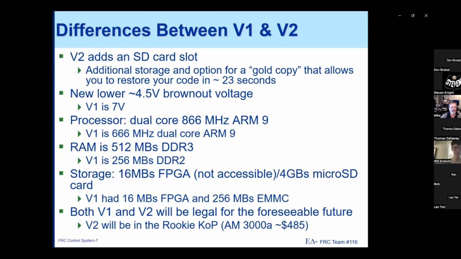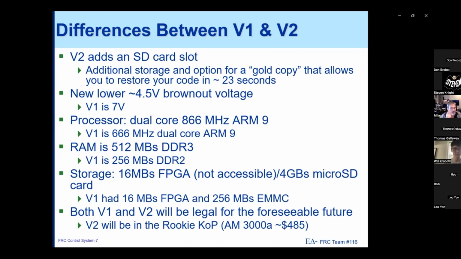Version 2 has a lower brownout voltage. It drops down to about 4.5 volts, whereas version 1 was a 7 volt brownout. We talked about the processor cores jumping from 666 megahertz to 866 megahertz, so they're about 200 megahertz faster, about a third faster. The RAM in the version 2 is double that of the RAM in the version 1. We jump from 256 megabytes to 512 megabytes.